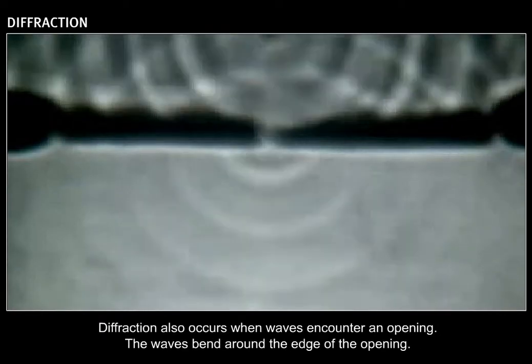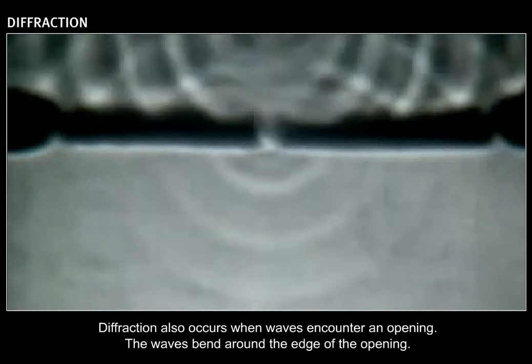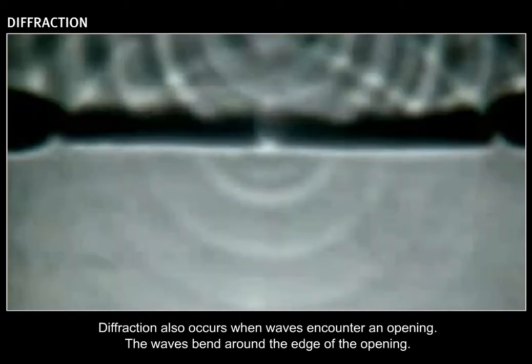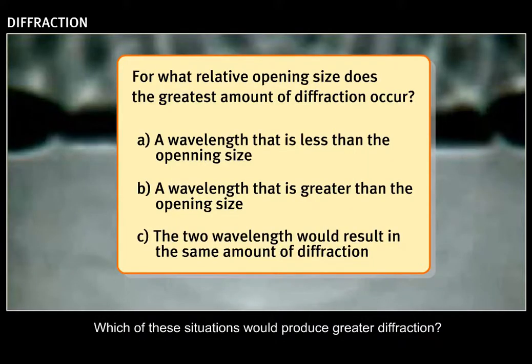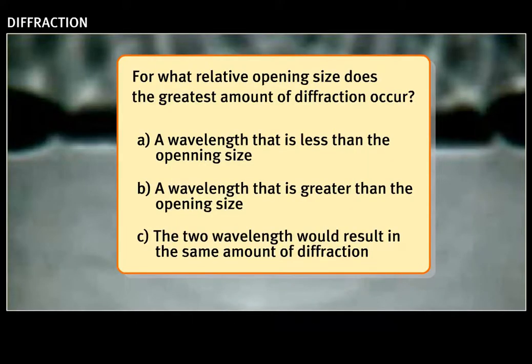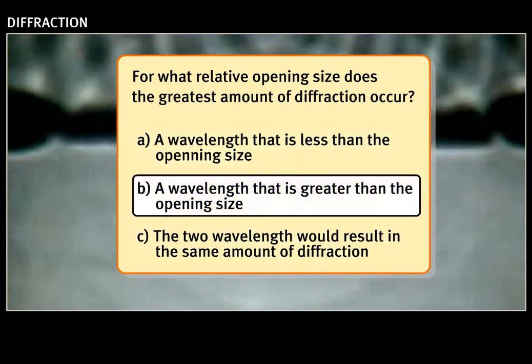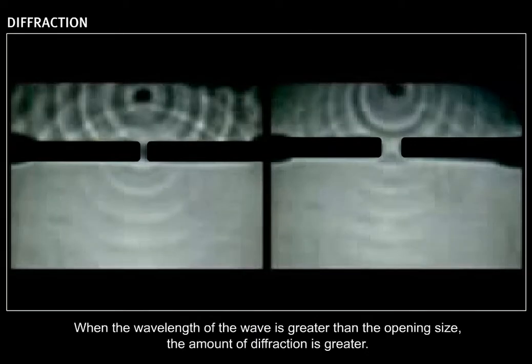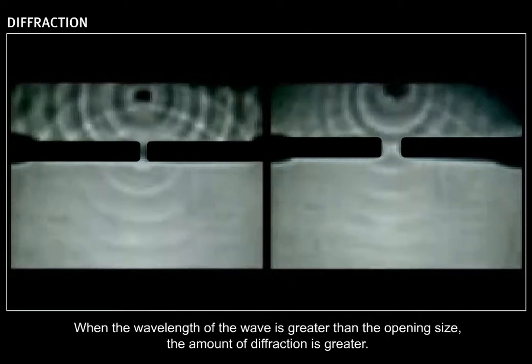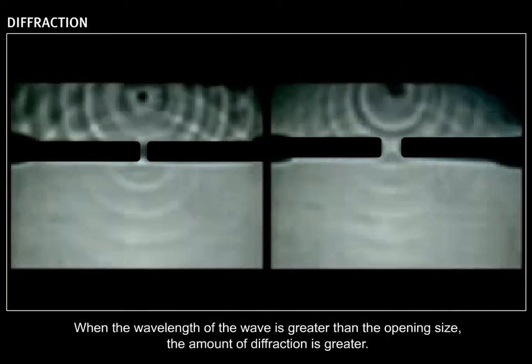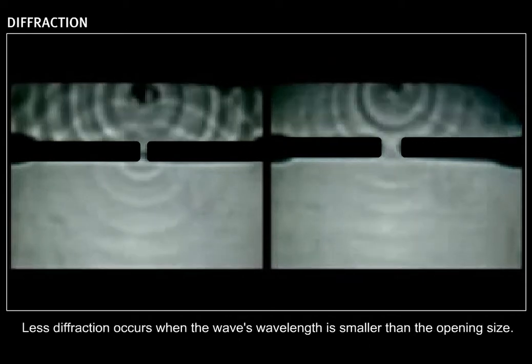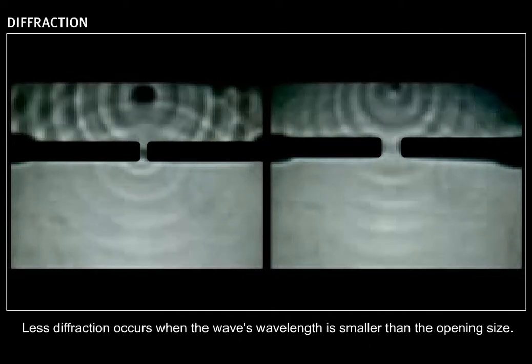Diffraction also occurs when waves encounter an opening. The waves bend around the edge of the opening. Which of these situations would produce greater diffraction? Correct. When the wavelength of the wave is greater than the opening size, the amount of diffraction is greater. Less diffraction occurs when the wave's wavelength is smaller than the opening size.